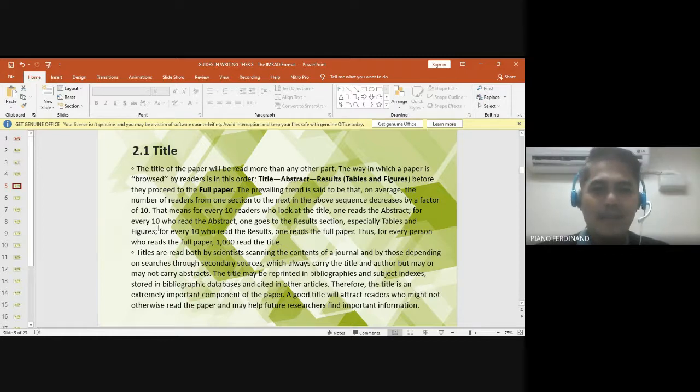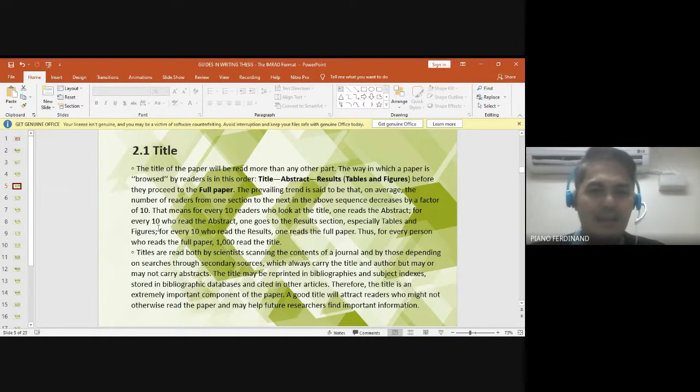So thus, for every person who read the full paper, 1,000 people or 1,000 researchers read the title. Okay, so ibig sabihin, sa 1,000 researchers or reviewers, isa lang doon ang naglakas ng loob na basahin yung buong papel, yung buong research paper. Can you imagine that? So that's the trivia.